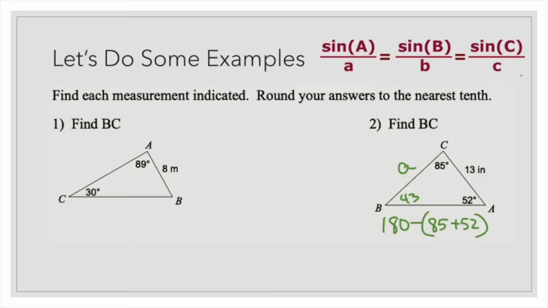I'm going to use the A's and the B's, so I don't need the C part. So for the sine A, I'm going to plug in the sine of the A, which is 52, over the A that I'm looking for. And I'm going to use the sine B, which is 43, and the side opposite that.